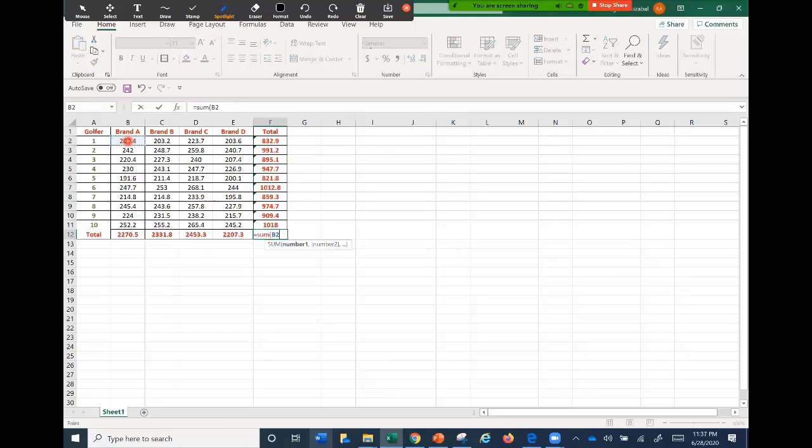Then also we can obtain the sum of all values in this way: equal the sum, open parenthesis, all values from here to here. And also we can obtain the sum of all squared values because we need it in our shortcut formula.